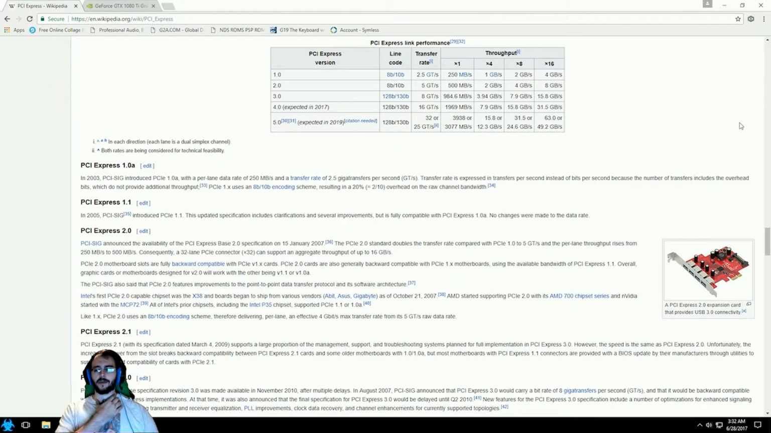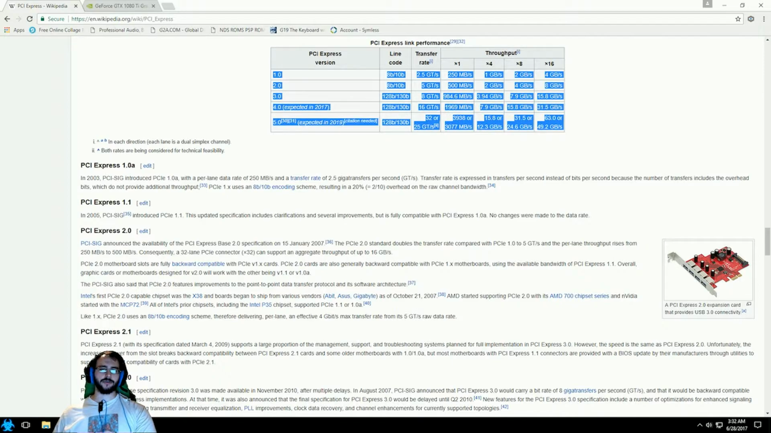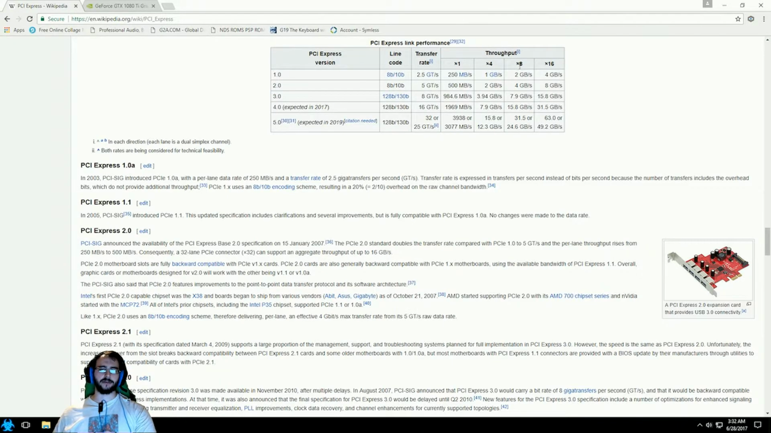But anyway, these are the Express versions here. Now, back in the day with version 1 and 2, if you had taken a 980 Ti versus a 980 Ti, and one was at a multiplier of 16 and one was at a multiplier of 8, and you were on PCI 1 or 2, there would have been a noticeable difference in frame rates. So for 1 and 2, this would have been a big deal.